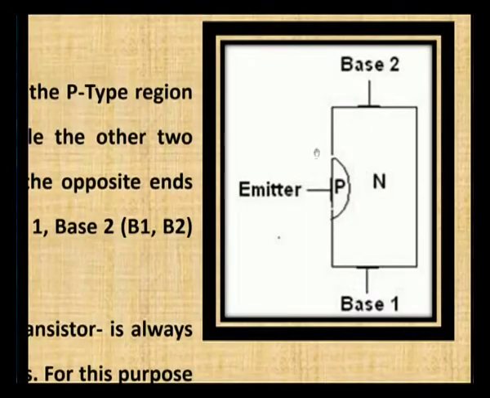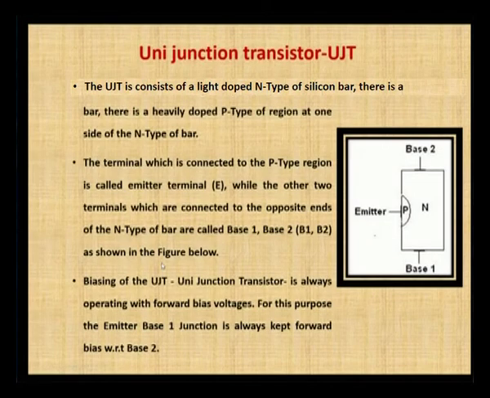Let us see how it looks like. In a uni-junction transistor, there will be one junction, that is P and N. In between that there is a junction. Here P is heavily doped and N is lightly doped, and the P region has a single terminal called the emitter and the N region has 2 opposite terminals. There are 2 terminals in the N type region, base 2 and base 1, also called B1 and B2.